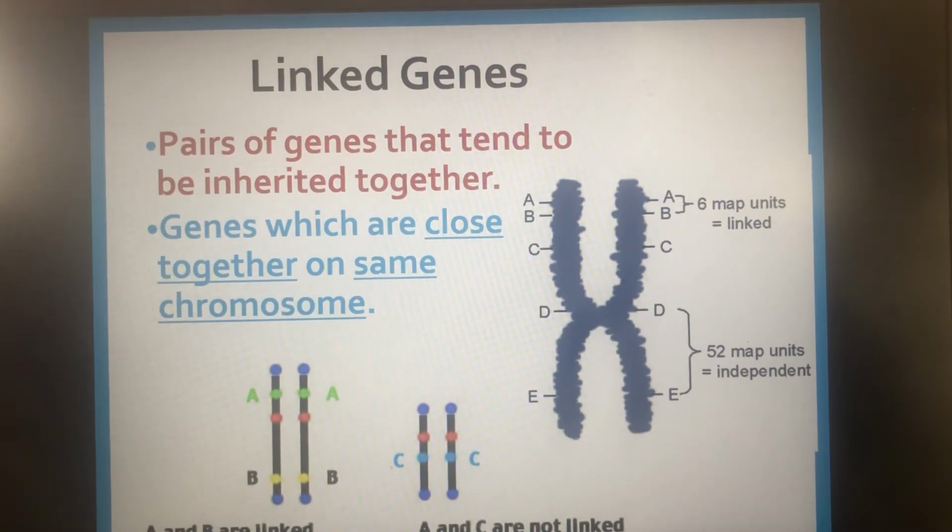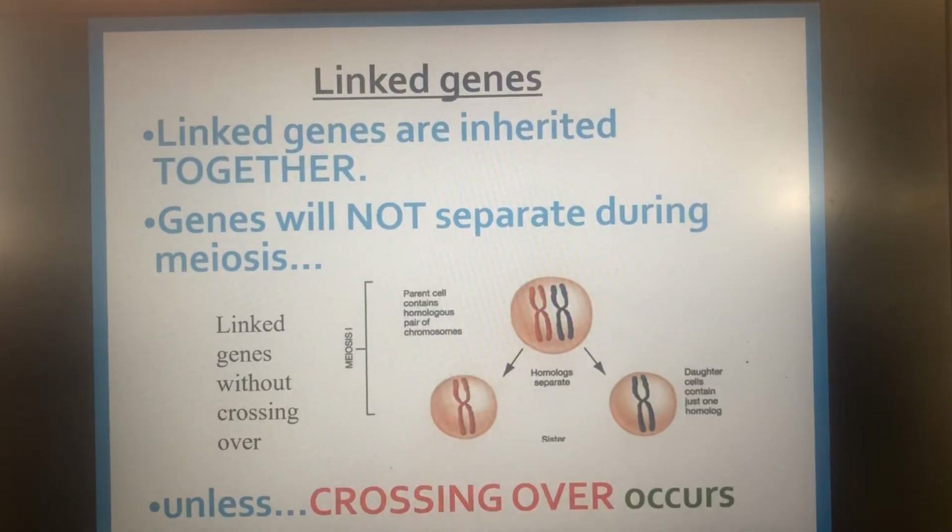An interesting thing for me when I look at this is that when I really didn't understand what linked genes meant, I thought if genes were on the same chromosome, it meant they were inherited together, and that's not the case. In order to be inherited together, they need to be close together on the same chromosome. So linked genes are inherited together, and basically they won't separate during meiosis unless crossing over occurs and they're far enough apart that they will get separated, okay?